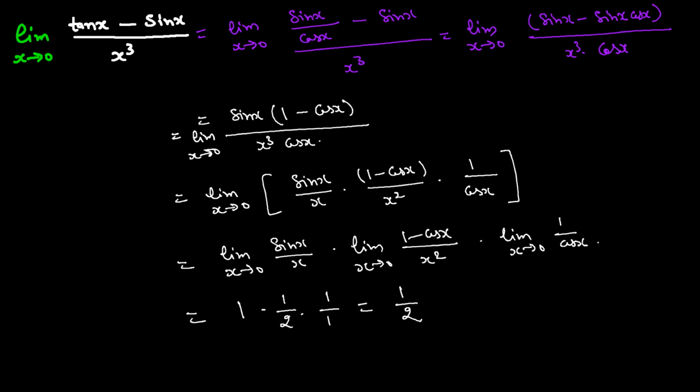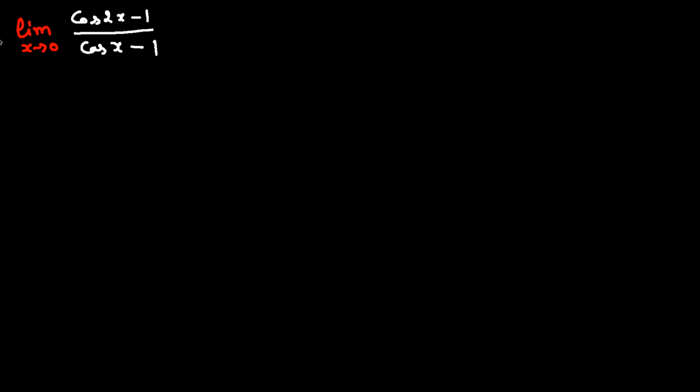Okay, let's go over the next one. So cos 2x minus 1 over cos x minus 1. This problem again can be solved in two different ways, but the easiest way is just to plug in the trigonometric identities. And the other way is multiplying by the conjugate and solving it. I'm going to try to solve both ways. Let's solve it using the trigonometric identity first of all.